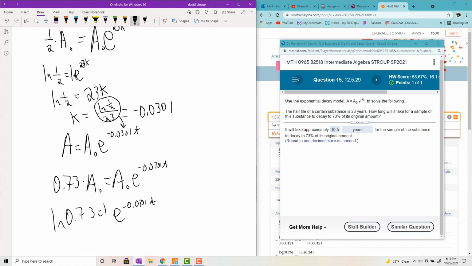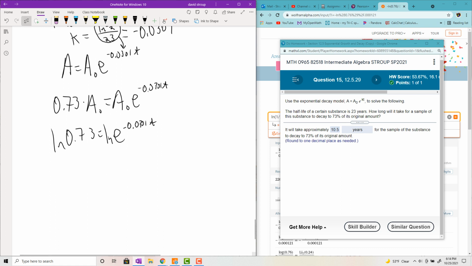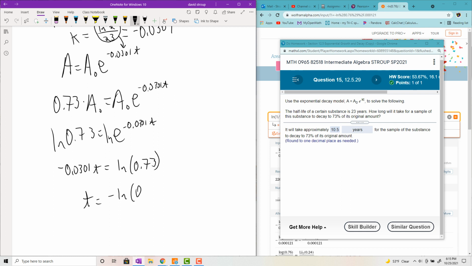ln on both sides. So you get, flipping sides, negative 0.0301 t equals ln of 0.73. Divide both sides by negative 0.0301. So t is negative ln of 0.73 all over 0.0301.